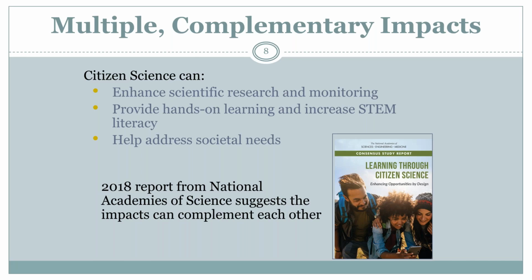For a while, it was thought that a project had to kind of choose and narrow in on one of these. So a project would say, oh, I'm an educational project, so I'm collecting citizen science data for educational purposes, or I'm a research project. But we're learning more and more these outcomes are complementary. And a 2018 report from the National Academy actually details this. So if you're increasing the STEM content knowledge of your participants in your project, that may well lead to greater scientific research coming out of your project, and vice versa. If you're coming up with unique scientific findings and sharing those with your volunteers, you may end up doing a better job of increasing their STEM literacy.